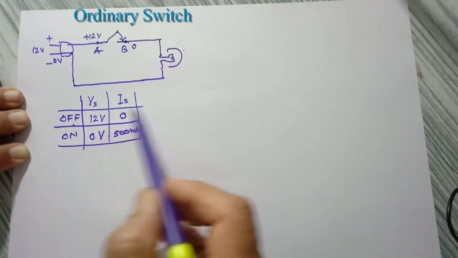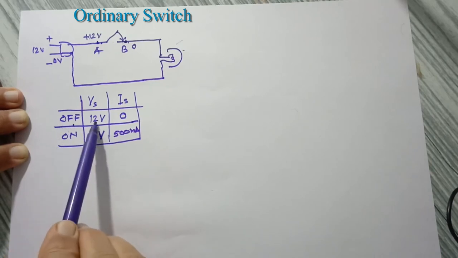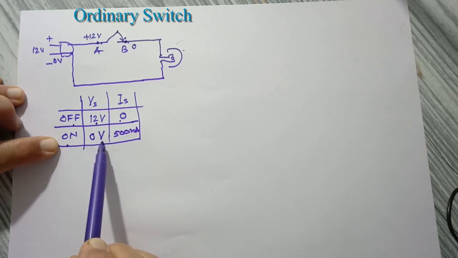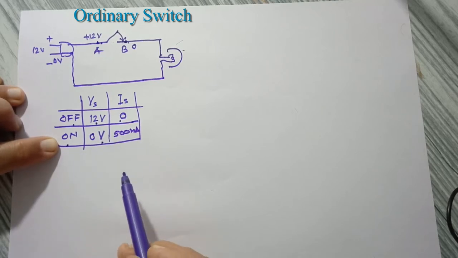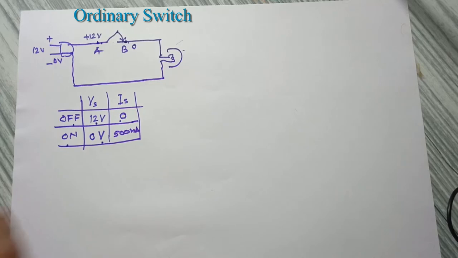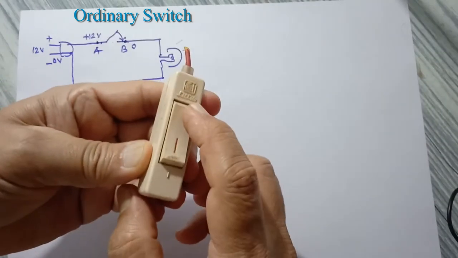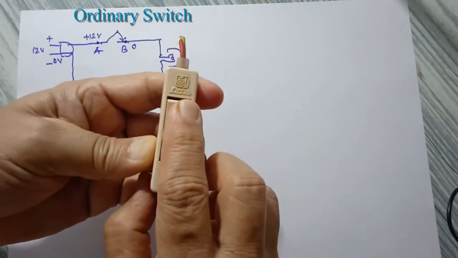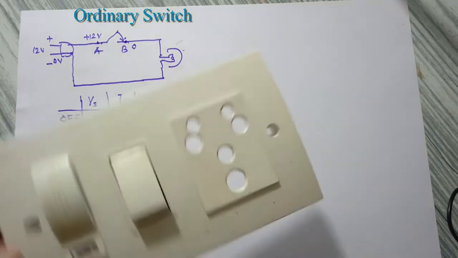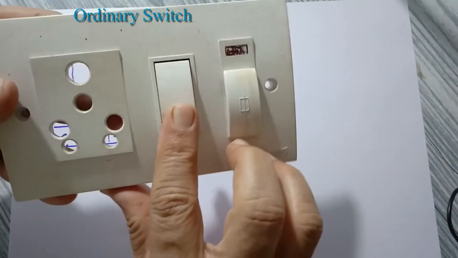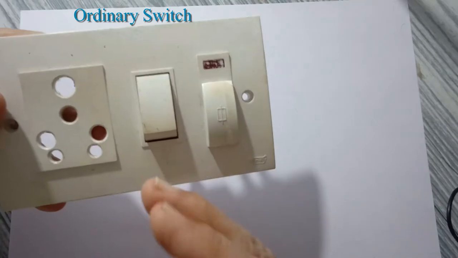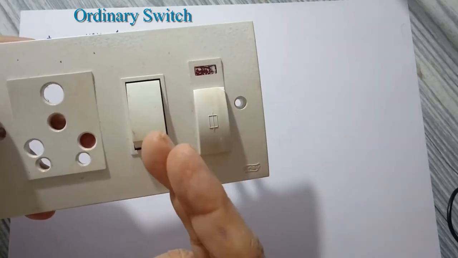So this is how we can discuss the switch. When the switch is open, total voltage appears across the switch and no current flows, and when the switch is on, no voltage develops across the switch and large current flows. So such a switch can be used to control the power in domestic equipment. We call this an on and off switch. We call this a make and break switch. Why? Because when you turn on, the two poles get shorted, and when you turn off, the two poles get open. So make, break, make and break.